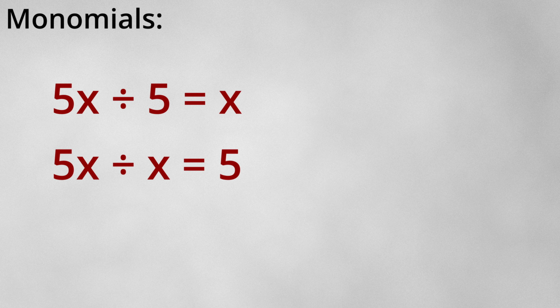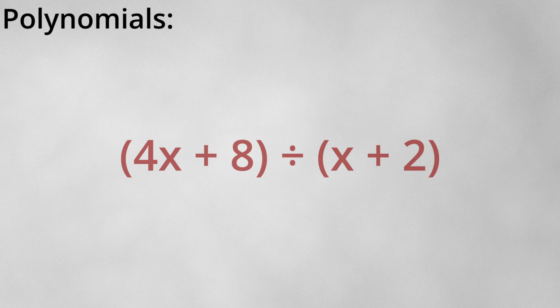The Basics of Algebra, Part 4. How to divide in algebra. When dealing with monomials, dividing them can be incredibly easy. For example, 5x divided by 5 is just x, or even 5x divided by x is just 5. But what about 4x plus 8 divided by x plus 2?